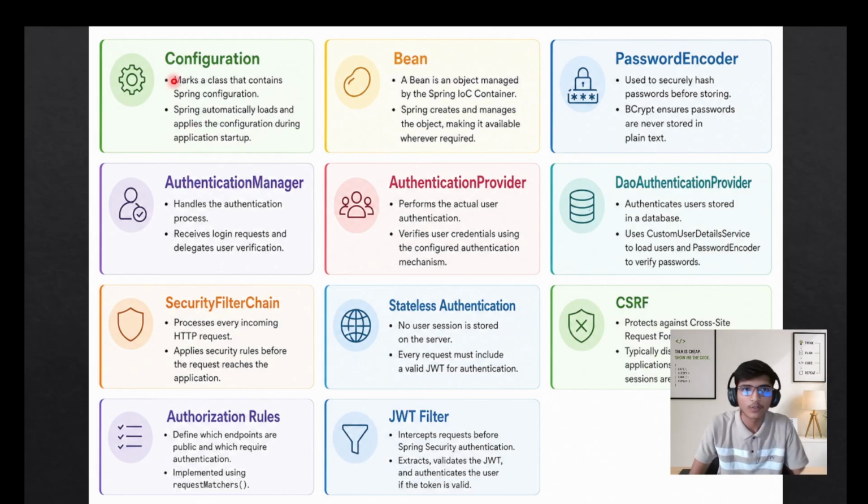First, configuration. This tells Spring that this class contains the application configuration during the application startup. So basically, this is an annotation. Then the bean. A bean is simply an object that is created and managed by the Spring IoC container. So instead of creating objects manually by using the keyword new everywhere, Spring will create one object and share it everywhere it is needed.